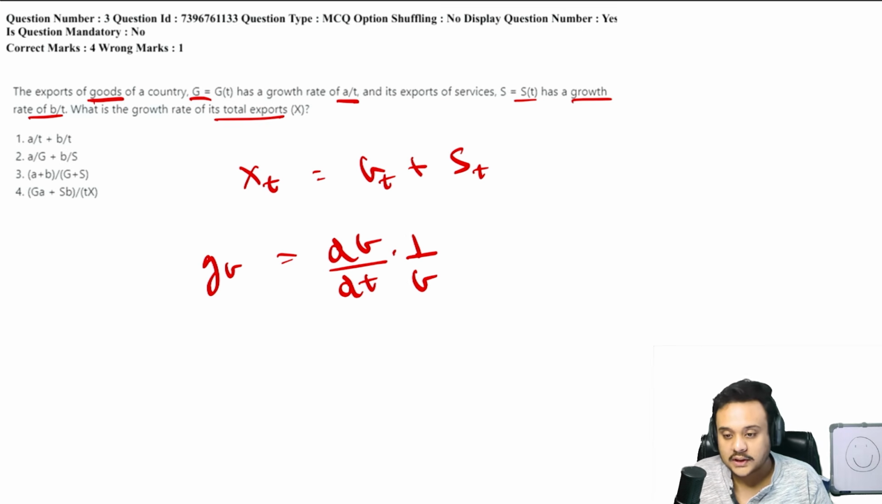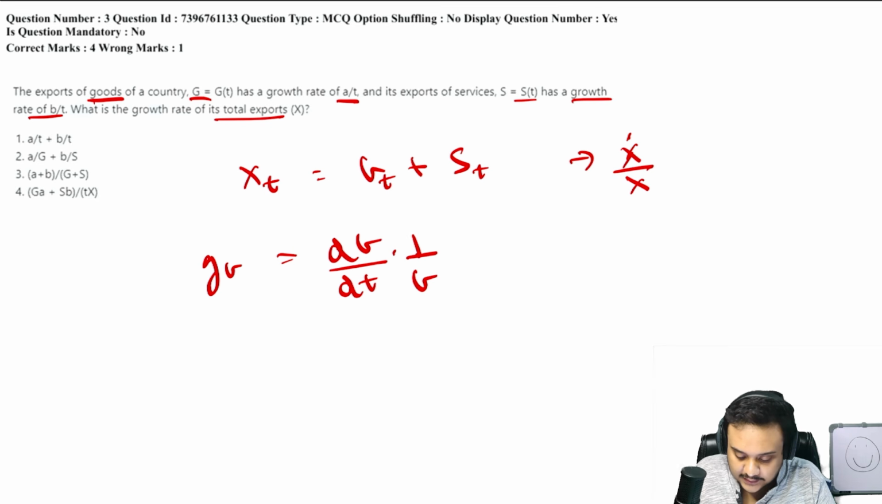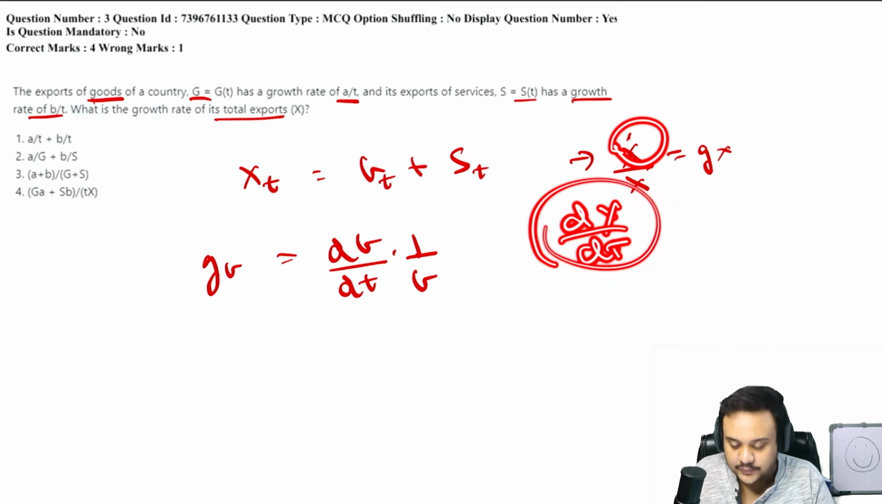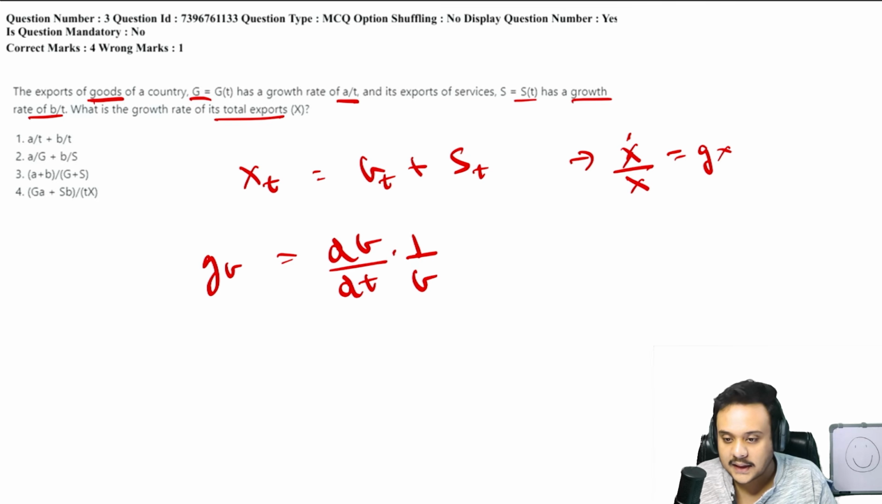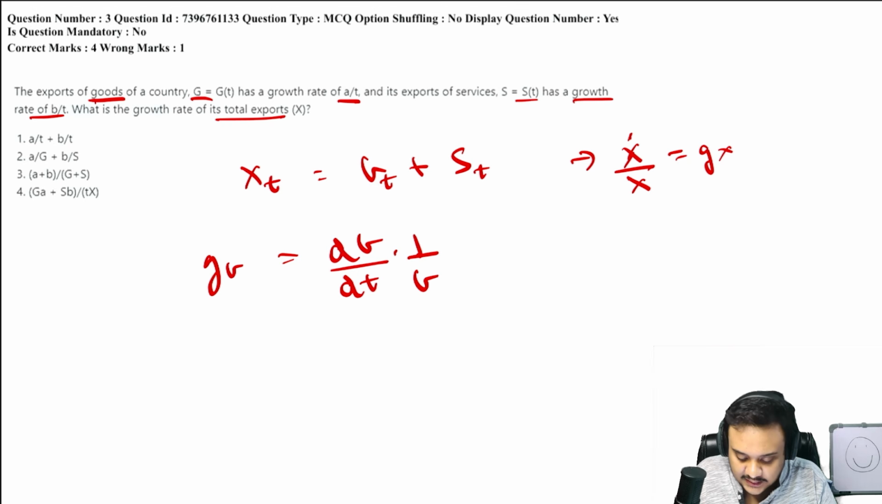There is a long process to find that as well. We take logs and we do some differentiation with respect to time, and we can reach this point. Or you can just memorize very easily that x dot upon x is the growth rate of any variable x, where x dot is nothing but dx upon dt. Okay, so this is the mathematical derivation. If you want to understand the logic behind it, we are just saying that as time passes, how much has this changed as a percentage of the total variable. We are just trying to find the growth rate.